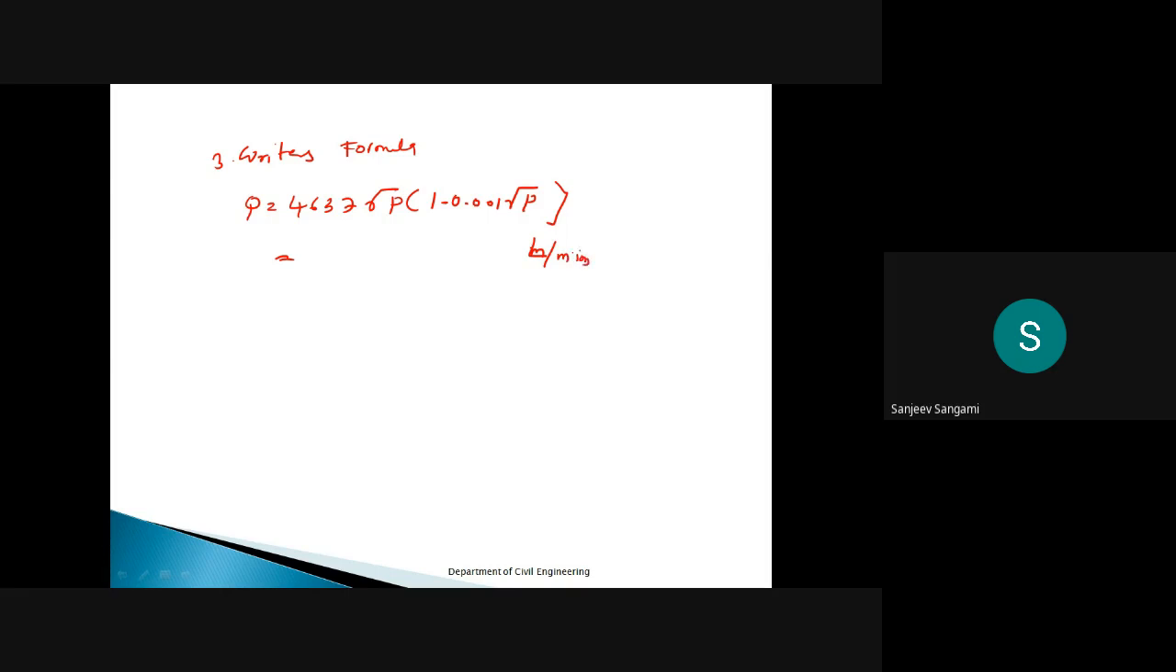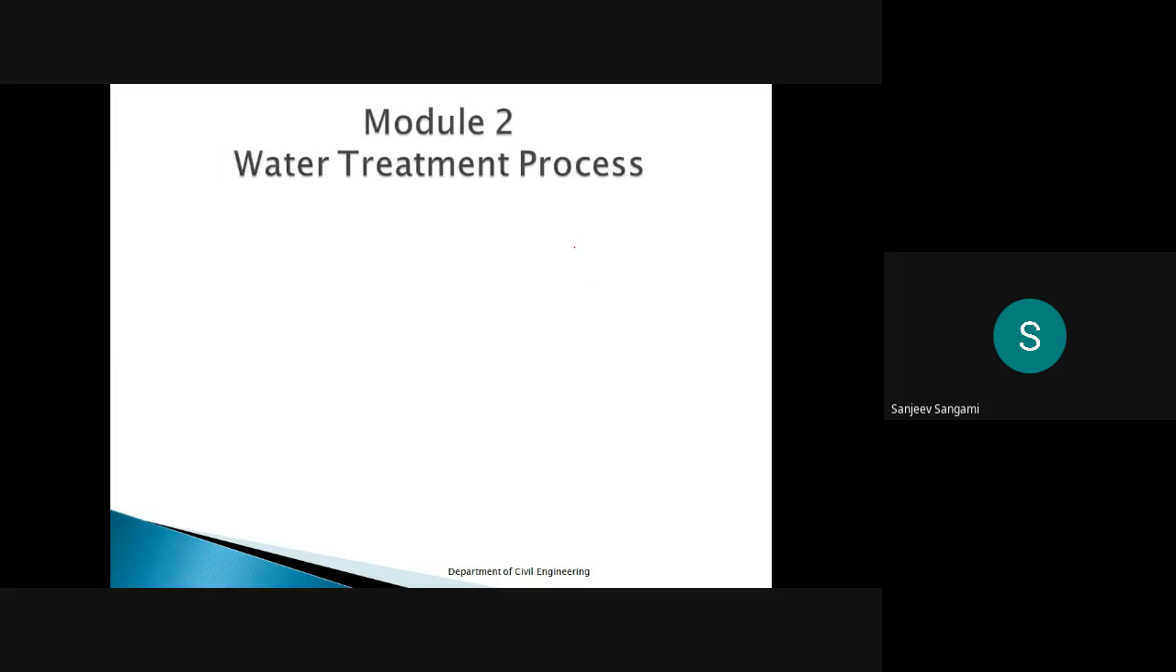So it is a very simple problem. They may ask it, and you only have to remember the formulas. So this is the completion of your first module. In the first module, we'll just recap what are the things we have discussed.